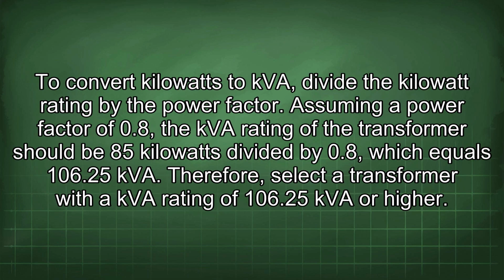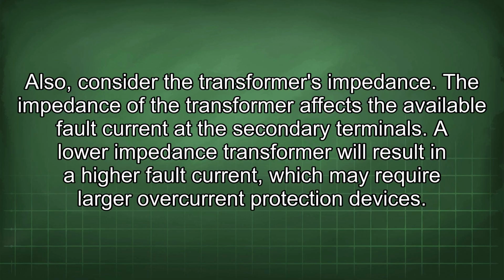To convert kilowatts to kVA, divide the kilowatt rating by the power factor. Assuming a power factor of 0.8, the kVA rating of the transformer should be 85 kilowatts divided by 0.8, which equals 106.25 kVA. Therefore, select a transformer with a kVA rating of 106.25 kVA or higher. Also, consider the transformer's impedance.